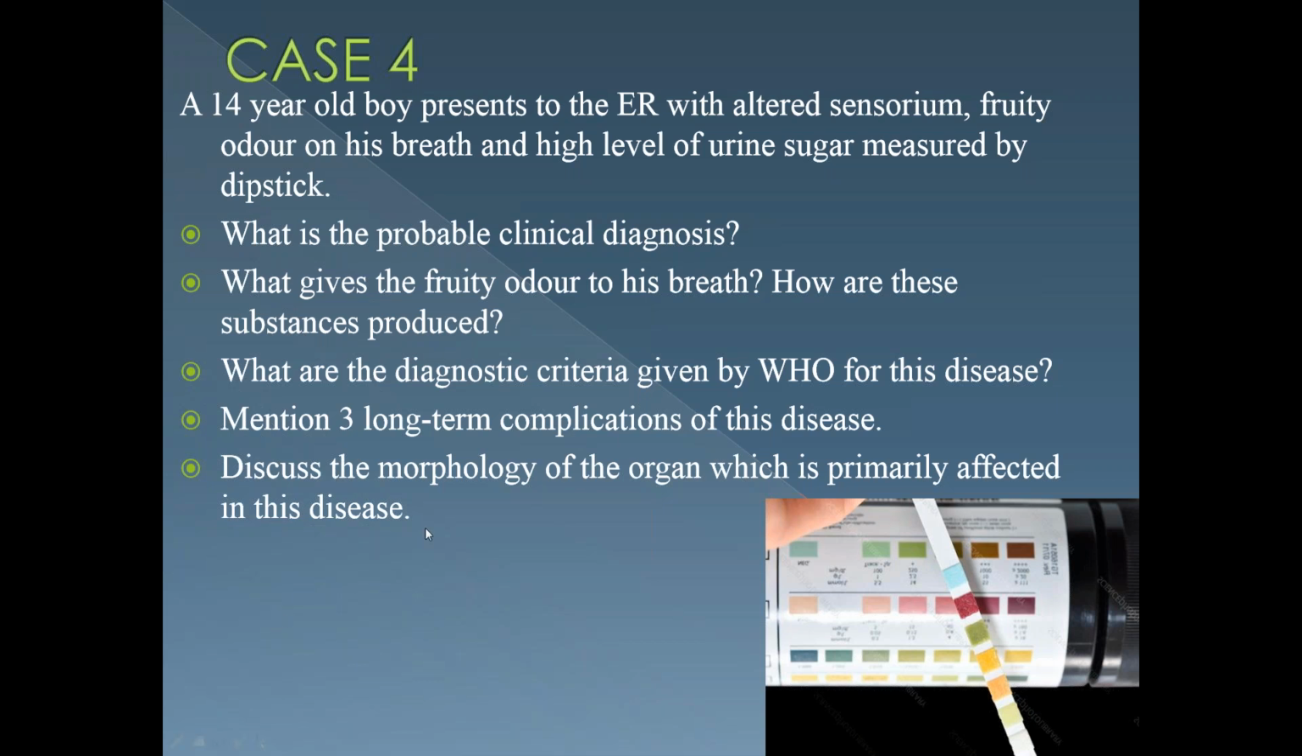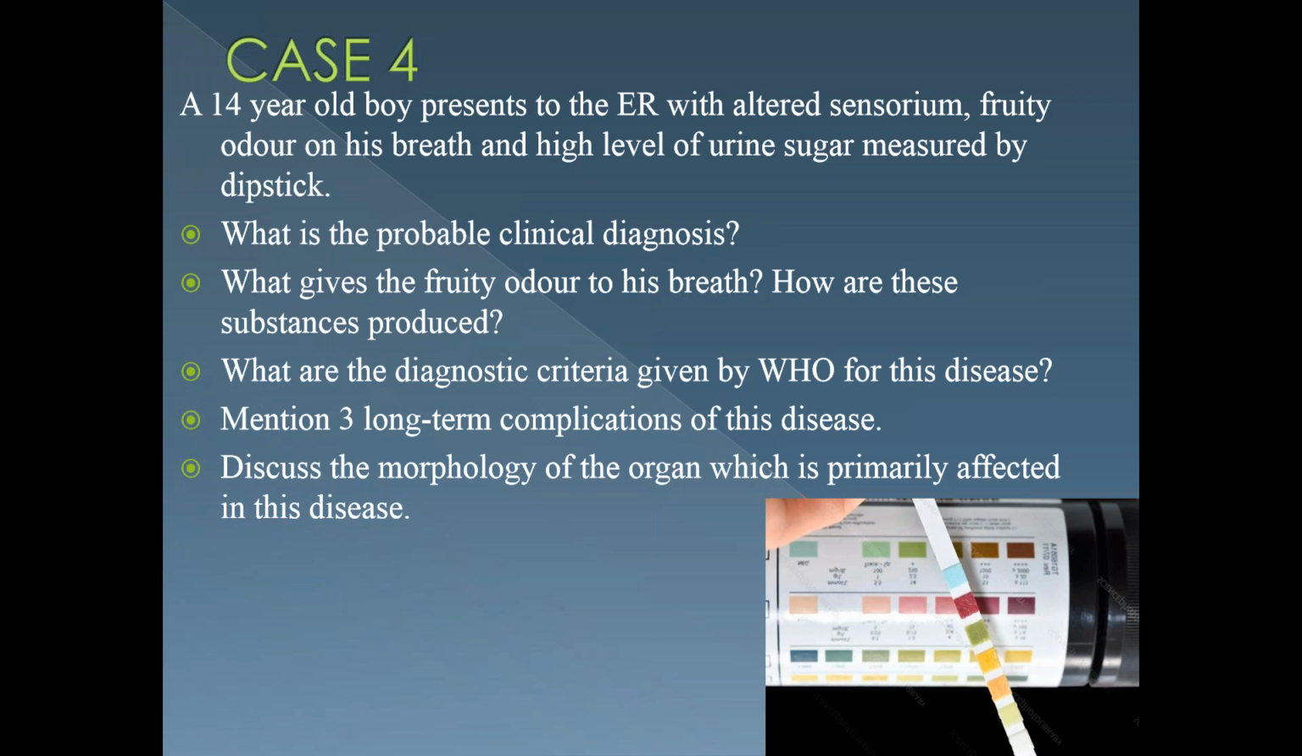So the questions to be discussed are: what is the probable clinical diagnosis, and what gives the fruity odor to his breath? How are these substances produced? What are the diagnostic criteria given by WHO for this disease? Mention the 3 long-term complications of this disease, and discuss the morphology of the organ which is primarily affected in this disease. So a picture of the dipstick is given alongside to aid the student. So this is a case of diabetic ketoacidosis, and we discuss it.